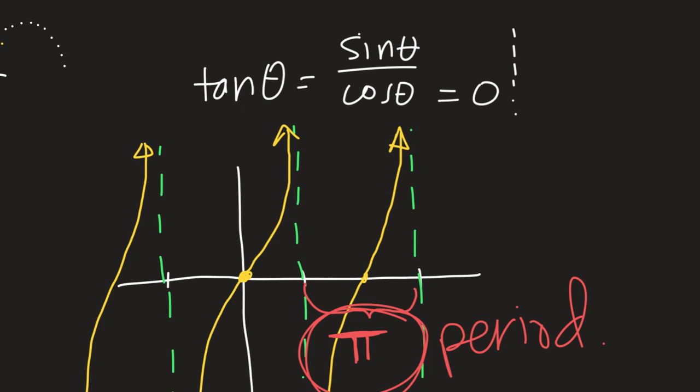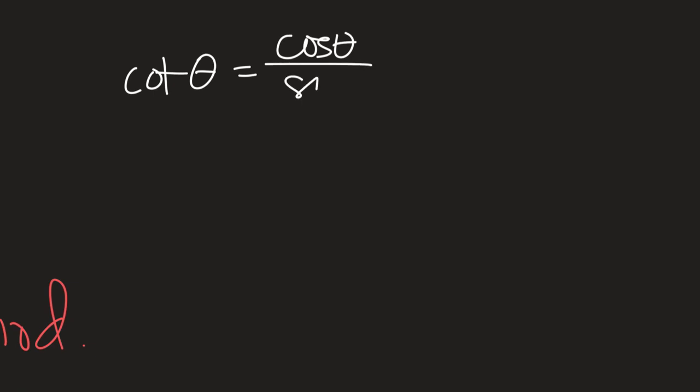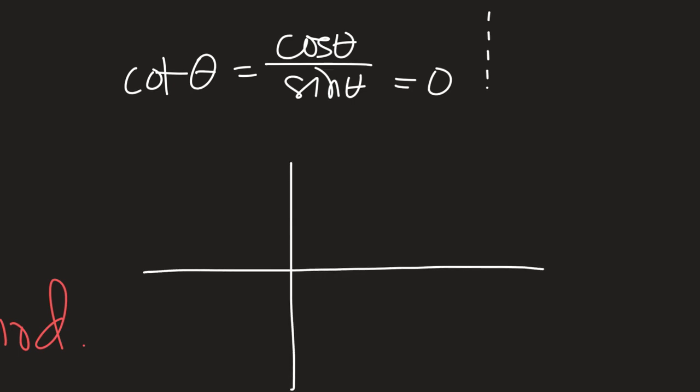Okay? So let's look at his buddy, cotan. Cotan is the reciprocal of the tan, which is cosine over sine. So everywhere sine is 0, we're going to have an asymptote for cotangent. Sine is 0 at the origin, so we have an asymptote going through the origin. Sine is 0 at pi, so we have an asymptote at pi, and sine is 0 at 2 pi.